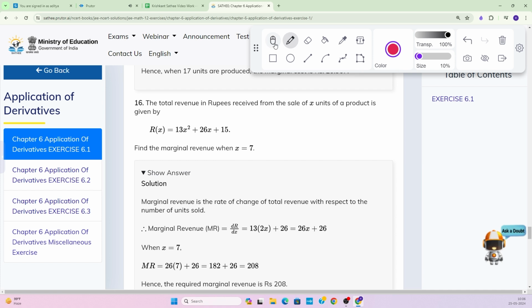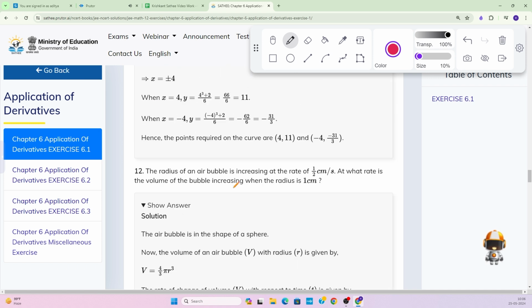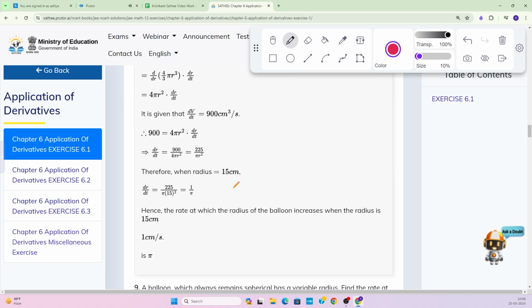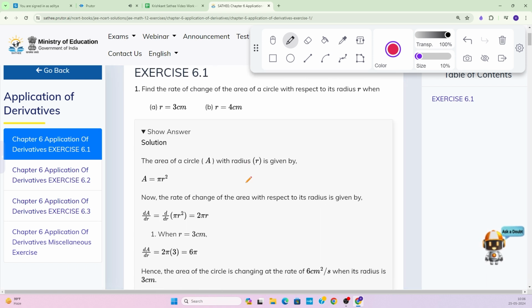Now, as we have discussed our NCERT exercise 6.1 questions, let me give you once again the summary of what we observed and covered in those questions. From the questions of exercise 6.1, here are the things you must know.